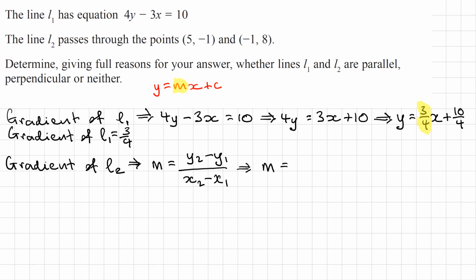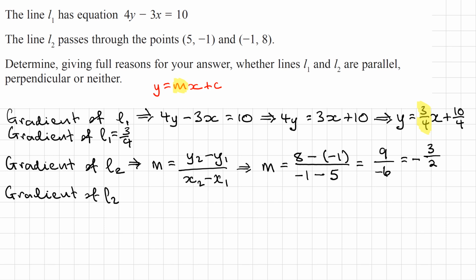So I'll get m is equal to y2, which is 8, minus y1, which is -1, divided by x2, which is -1, minus x1, which is 5. So 8 minus -1, that's 9. -1 minus 5 is -6. So that will give me negative, and if I simplify it, divide both by 3, -3 over 2. So I now have the gradient of L2 is equal to -3 over 2. Okay, so I'll highlight this because I'll need this as well.